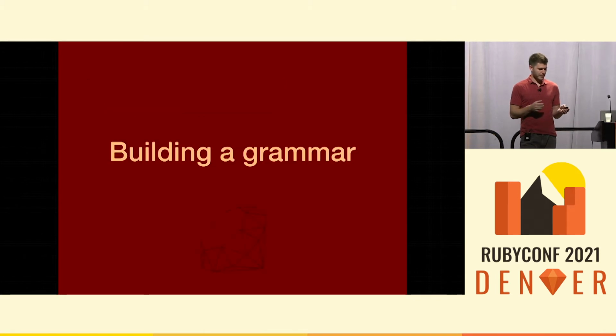So first step, building a grammar. A grammar is a syntactical representation of what is allowed in a language. Language here is used kind of loosely. It's not English, it's not Ruby, it's just a language. It's any kind of concept that puts together a series of tokens.